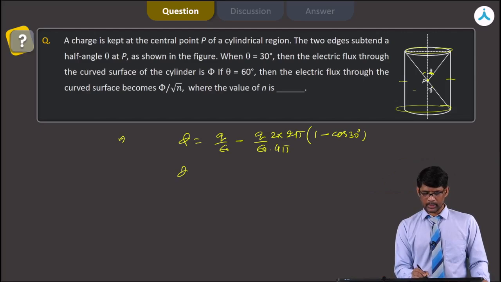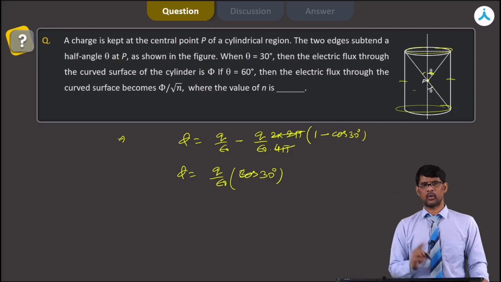So what I'm getting here will be equal to Q divided by epsilon naught. This 4 pi will cancel out. I will have 1 minus, 1 minus cos 30, which is coming out to be cos 30 degrees itself. So this is the flux in this particular case.